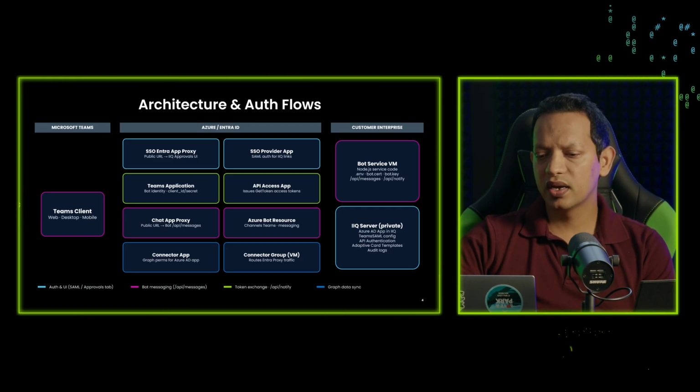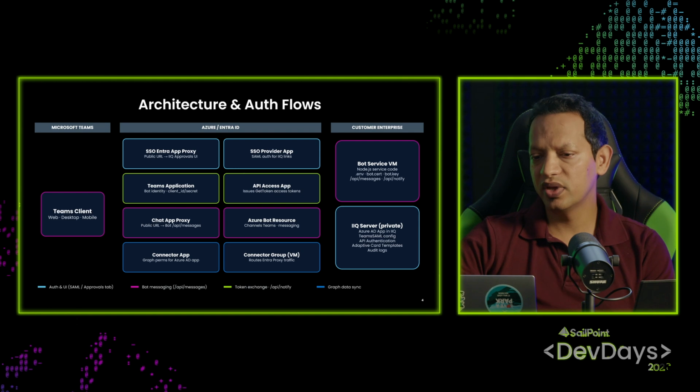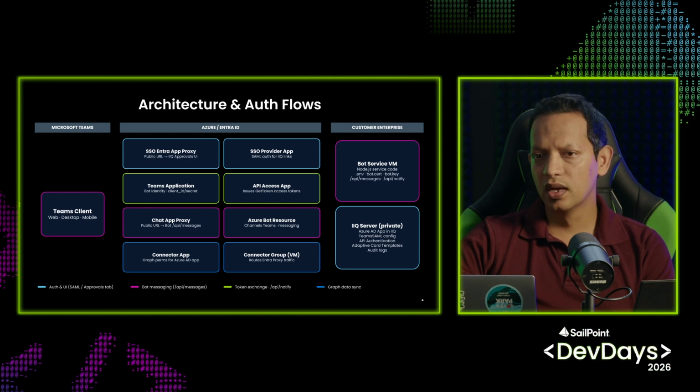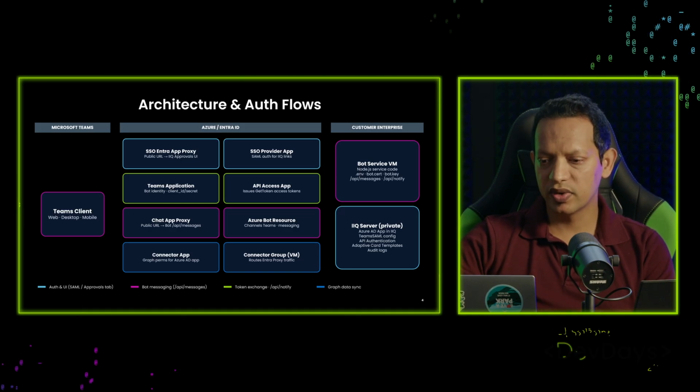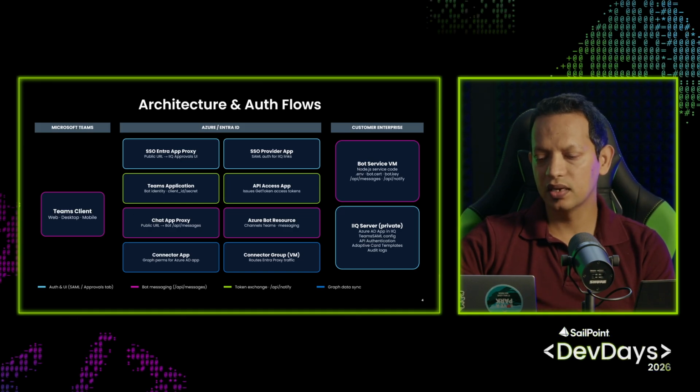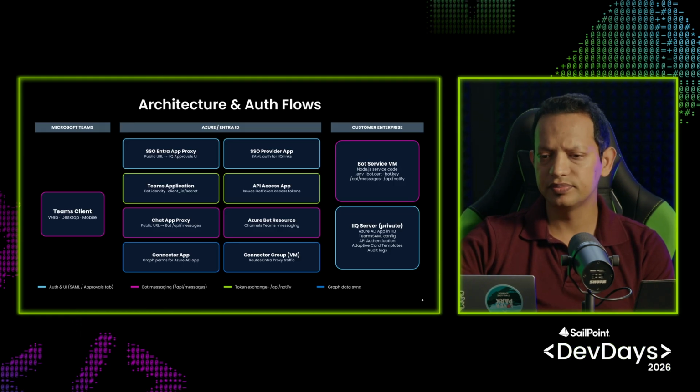Now you have the connector group, which is your on-prem VM running, and it controls the communication between these different components. So it's more like a bridge between Azure, IIQ, and your enterprise. It just opens outbound connections whenever a communication channel is needed to Microsoft and pulls the traffic in.